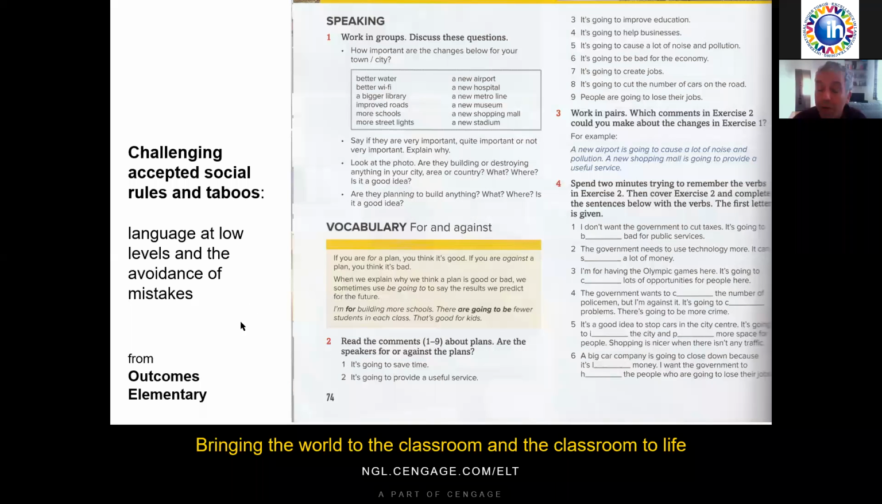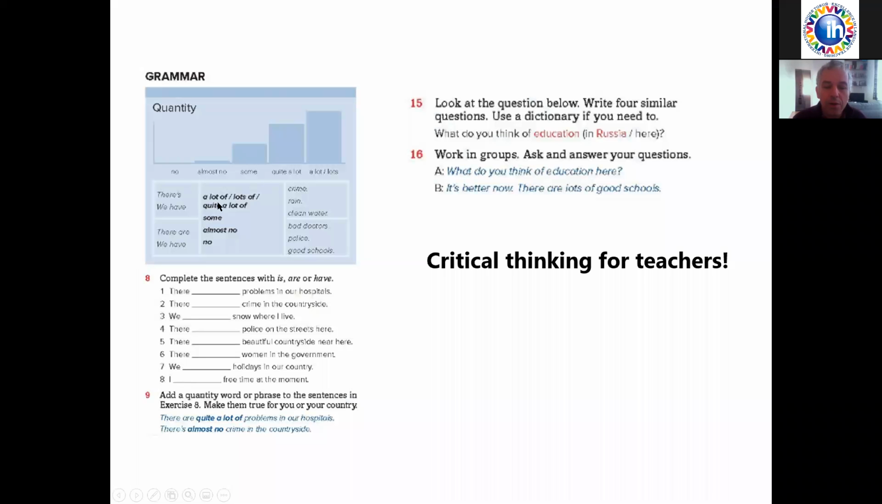This is from Outcomes Beginner. It's basically a kind of practice or re-practice, because the students have seen this already, of there is, there are. So they have a kind of revision from a previous unit. And then we basically give them the meanings. They just have to add in those forms, a lot, some, etc., in order for them to talk about their real situation. And then we can ask very simple questions.